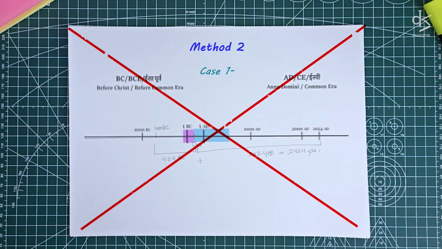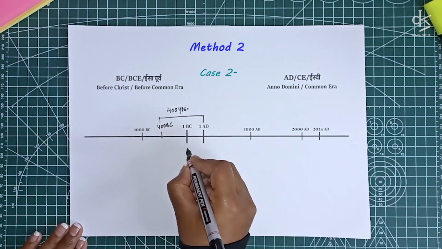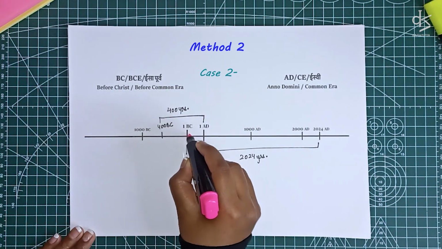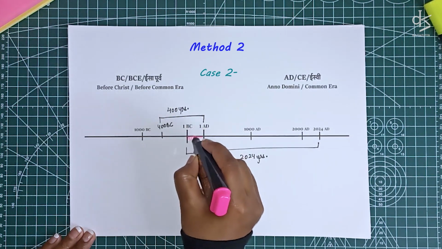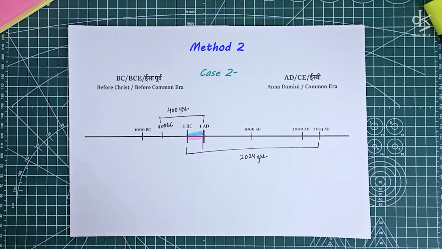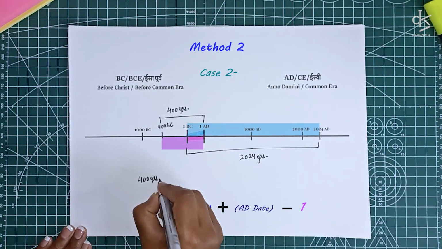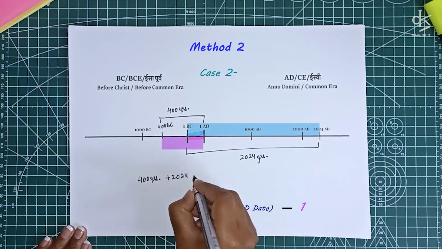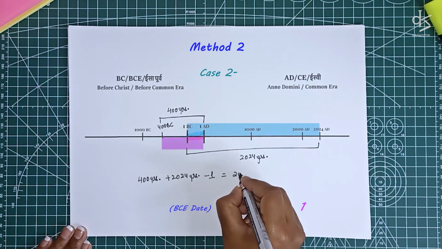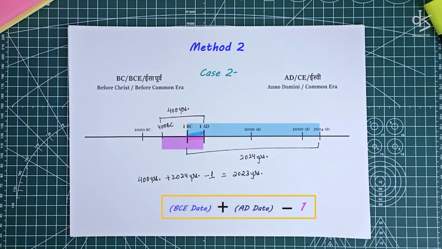Now move to case 2. Due to that missing year 0, directly adding 400 BC and 2024 would count the missing year twice. To avoid this double counting, we subtract 1 after adding the BC year and the current year. This adjusts for the missing year and gives you the accurate answer. 400 BC plus 2024 minus 1 gives us 2423 years. Now, we would say 400 BC happened 2423 years ago.